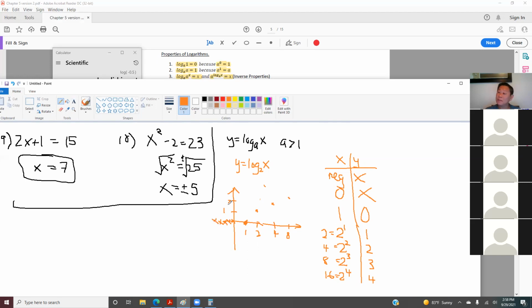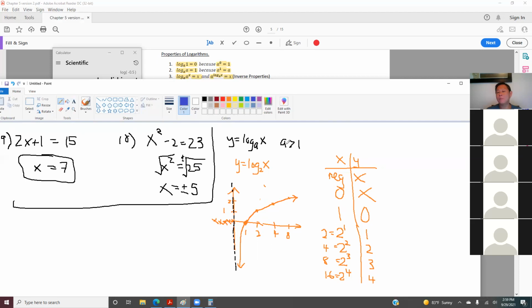A lot of my students in my test draw something like this, and that is wrong. What happens to this side, the one between 0 and 1 here? It goes down, and it will be parallel to this vertical asymptote, which means it will not cross it. So this is log 2 x.